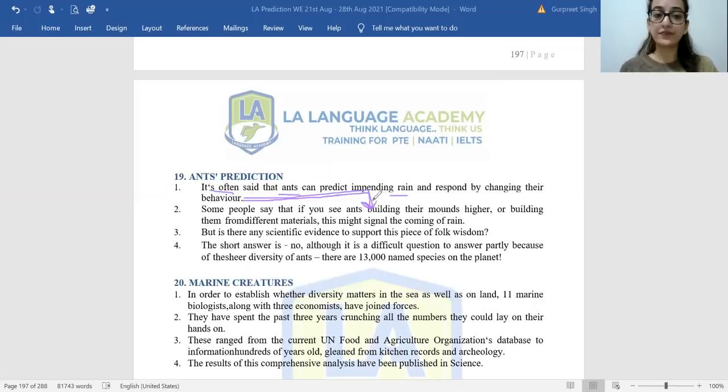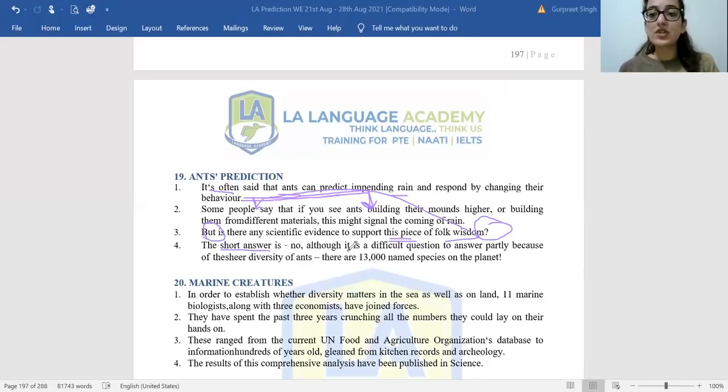What do they do? But means, again, we will make a contrast. So they do this and this, but is there any scientific evidence to support this piece of folk wisdom? Folk wisdom is like what people generally believe or say. So is there any evidence to support this piece? And that is why it comes here after we say people say this. The answer is no. So obviously the answer comes after the question mark. We don't really bother what the explanation given is, because we are there to make the pairs only. So the question and the answer to that question.